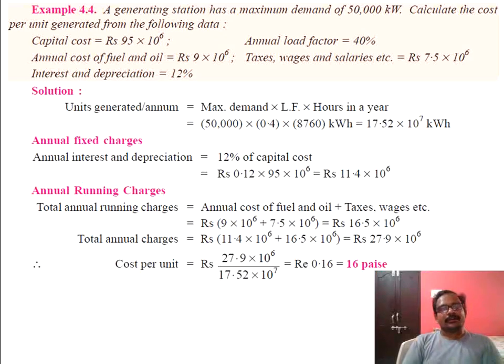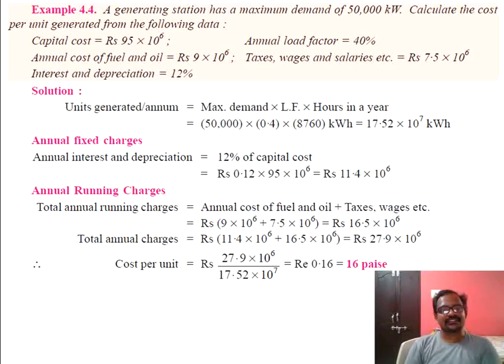They have given the annual load factor only to calculate the number of units. So the number of units generated per annum is nothing but maximum demand into load factor into number of hours in a year. Maximum demand is 50,000, load factor is 40%, which is 0.4, and number of hours in a year is 8760. It will come to around 17.52 into 10 to the power of 7 kilowatt hour. This is the number of units generated by the power plant. Let's keep it aside. Now let's calculate the total charges.